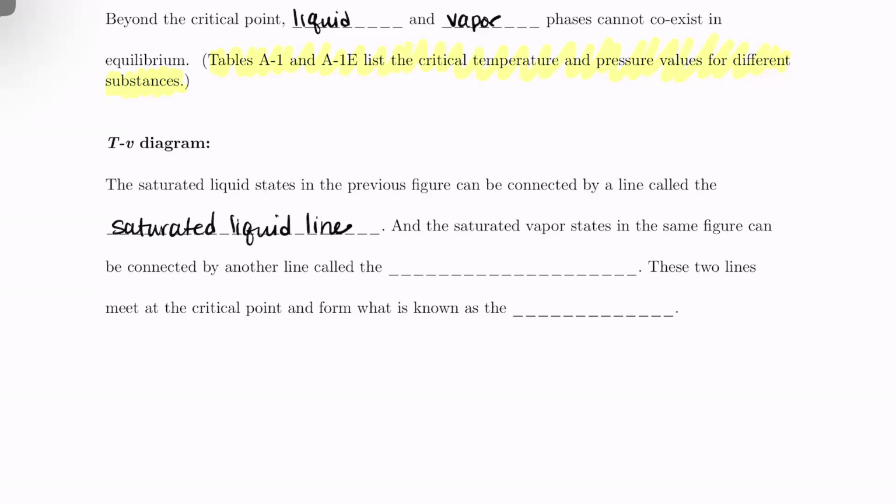And the saturated vapor states in the same figure can be connected by another line called the saturated vapor line. All right, so what I call the saturation line, we can divide it in halves, and one half is the saturated liquid line, the other side is the saturated vapor line. And they meet at the critical point and form what is known as the vapor dome.